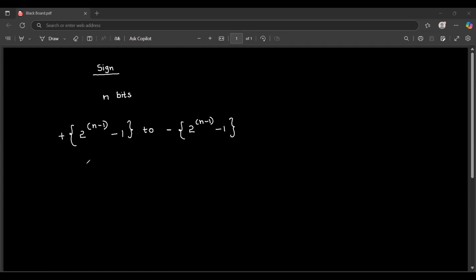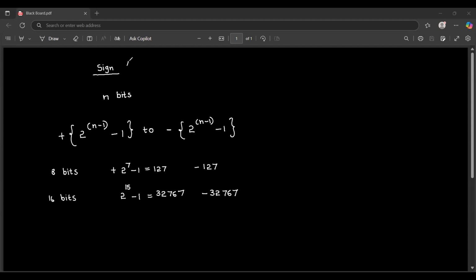So what do I mean by this? Well, if you have 8 bits, the maximum number that you can represent is 2 to the power 7 minus 1, which equals 127. And the minimum number will be negative 127. If you have 16 bits, it changes, because the power is n minus 1, so 2 to the power 15 minus 1. Since we are subtracting 1, it will be 32,767, so nearly 32k. And in negative, it will be negative 32,767. So this is the sign magnitude system.